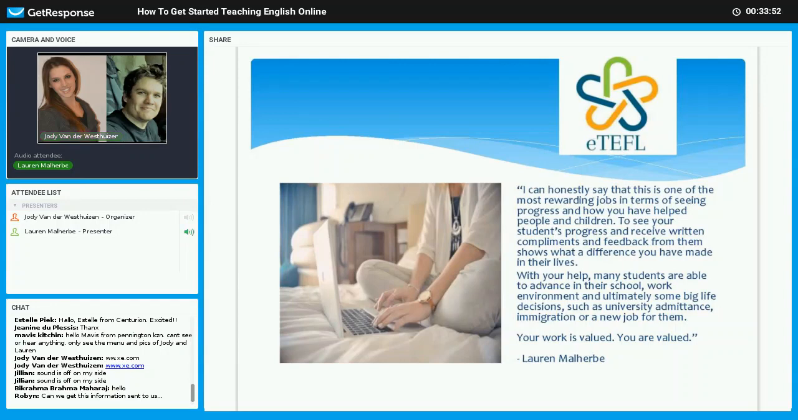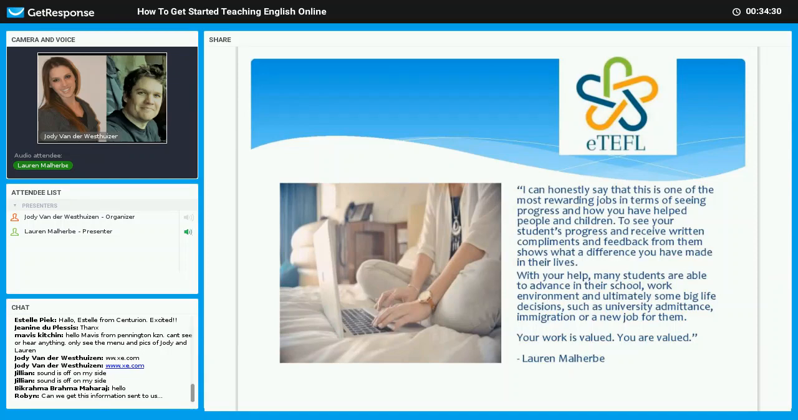Yeah. Of course. I can honestly say that this is one of the most rewarding jobs in terms of seeing progress and how you've helped people and students and the children. As Jody mentioned earlier on, so many people need English for either immigration, to attend schools, universities. I think a person doesn't realize how important that is to someone, and how you helping them can change their life for the better, and change events in the course of their life as well. To see your students' written progress and receive written compliments and feedback from them also shows what a difference you have made in their lives.